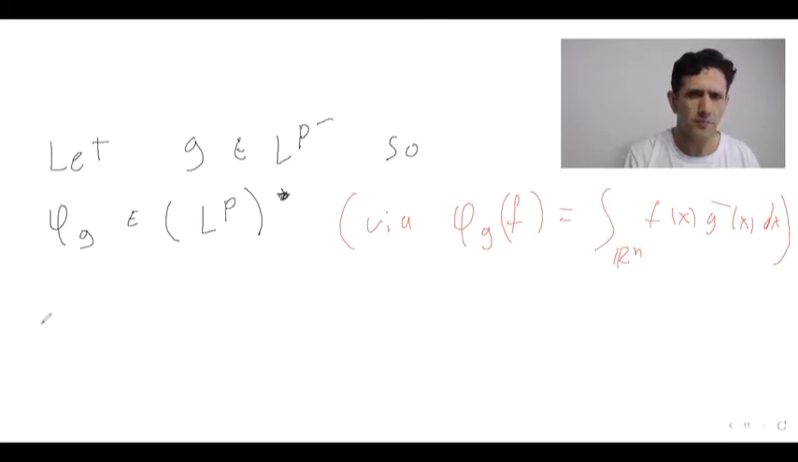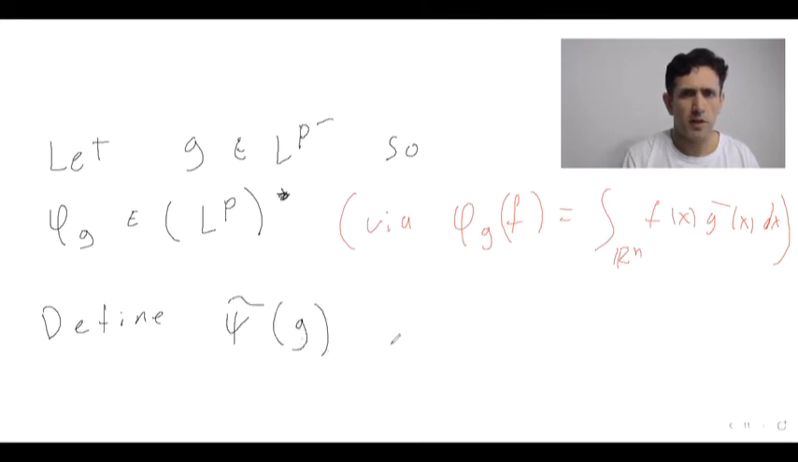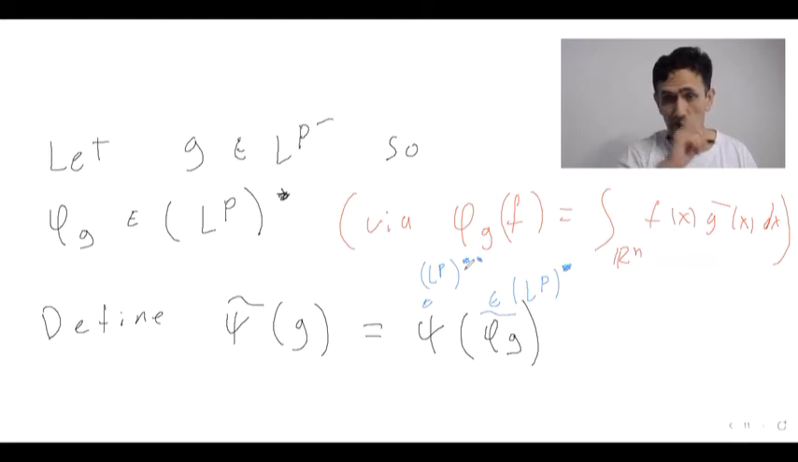Right, so I can define a very natural bounded linear functional on L^p' as just simply... well, this is in a double dual. This is in the dual space. So it's a close cousin of this psi here, and it's just psi of phi of g. Again, just to keep sanity here, this is an L^p star. This is an L^p star star. It's a bounded linear functional on L^p star. All right, so this is pretty trivially a bounded linear functional on L^p'.